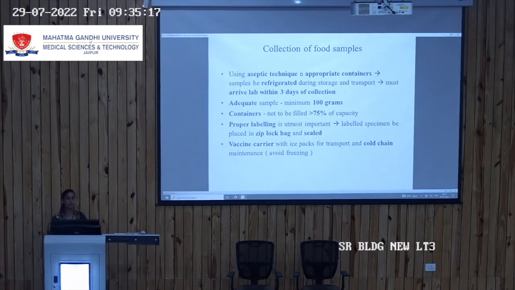So for transportation, vaccine carriers are used. Vaccine carriers are containers which are lined by ice packs. So the sample is kept at a lower temperature of 2 to 8 degrees centigrade during transportation. That is, the cold chain is maintained.